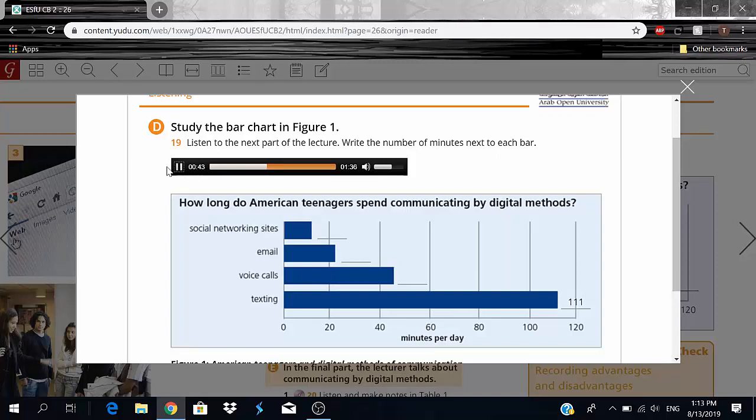111 minutes. That's nearly 2 hours every day. They spend another 45 minutes talking to their friends on their cell phones.